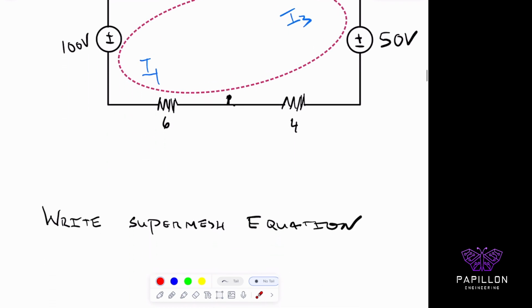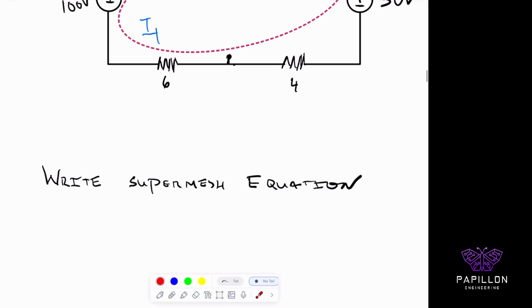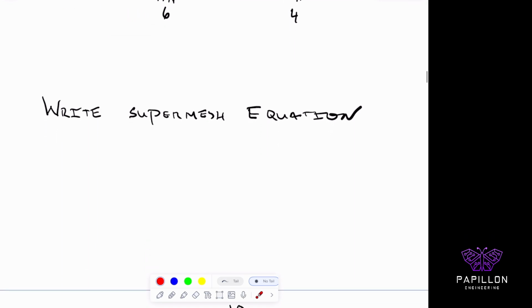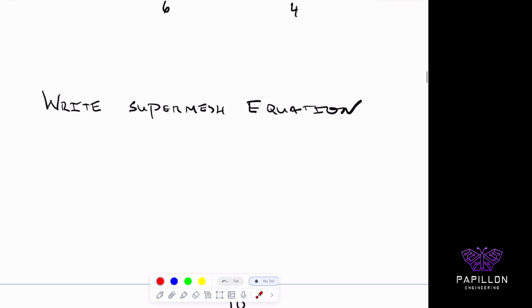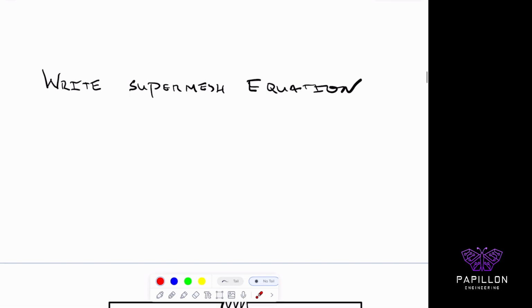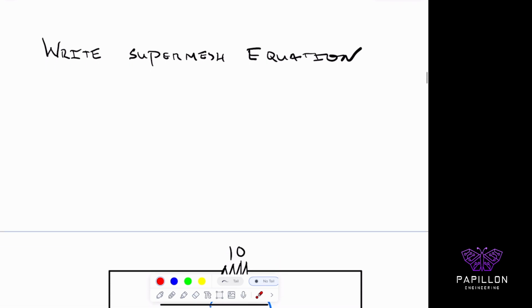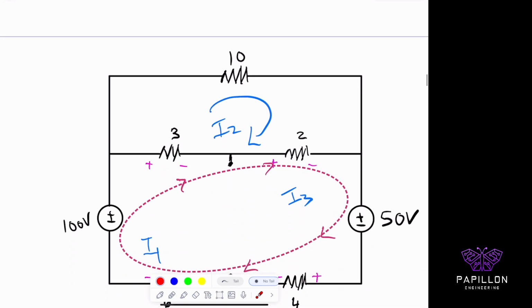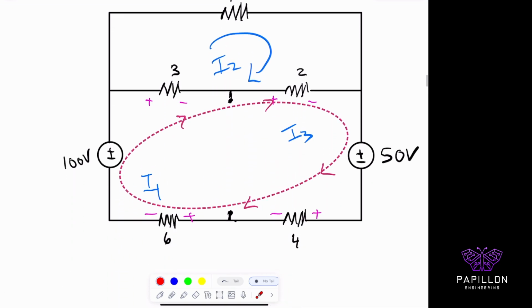So how does this technique work out? We're going to write our super mesh equation, and since we have 2 loops now, we're going to have 2 equations. One is going to be our super mesh equation, and the other is going to be our classic mesh loop equation. So let's try that out. How does this work? We're going to do what we always do.